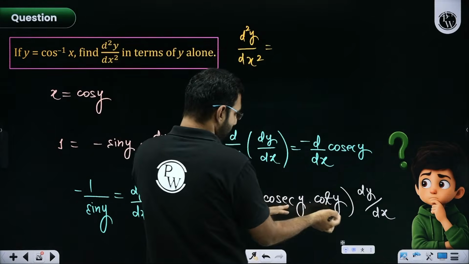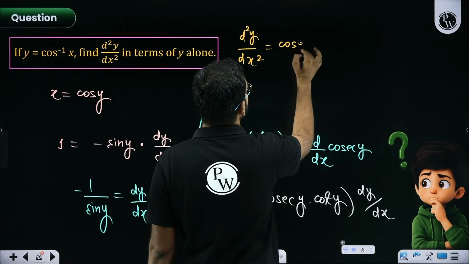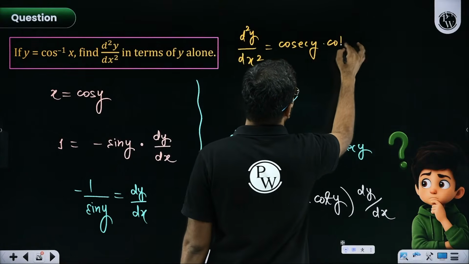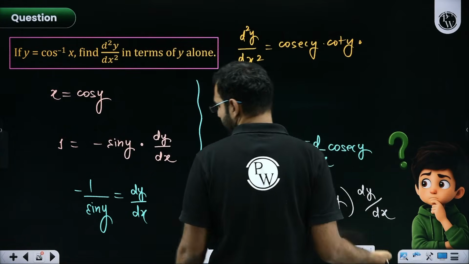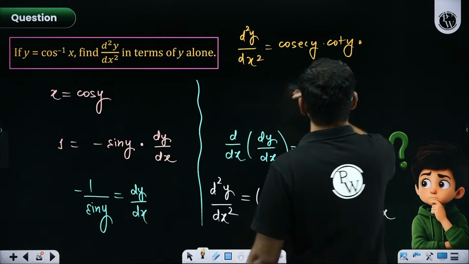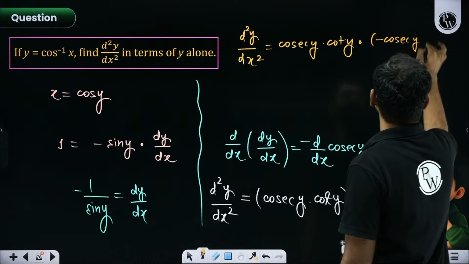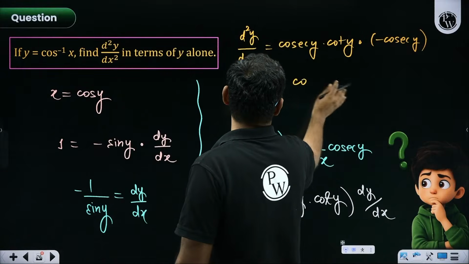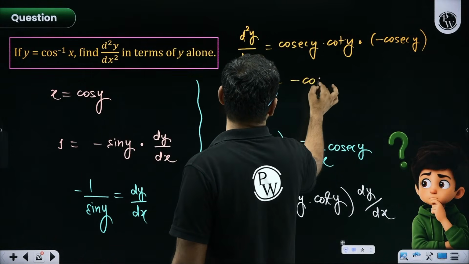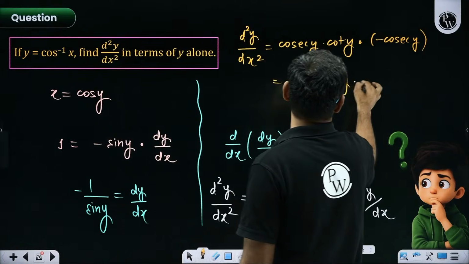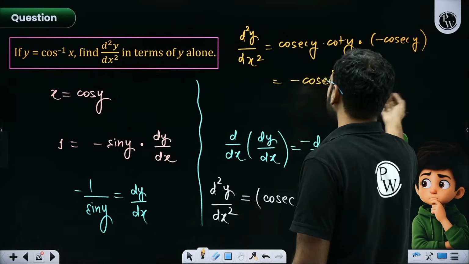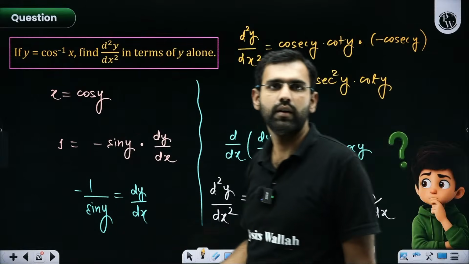So it is cosec y cot y. It is cosec y times cot y times dy by dx. What was dy by dx? That is minus 1 upon sin y. So it is minus cosec y. So my final answer will be minus cosec square y cot y. Or in some other language, if you wish to write, you can.